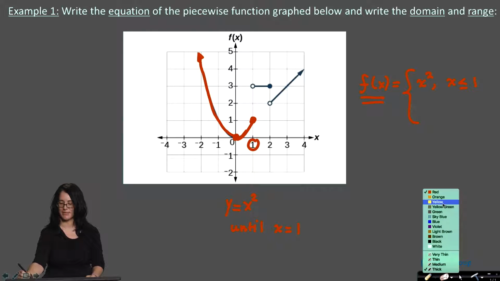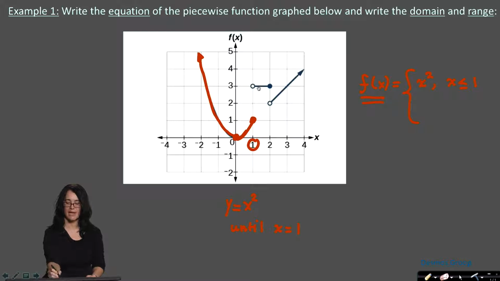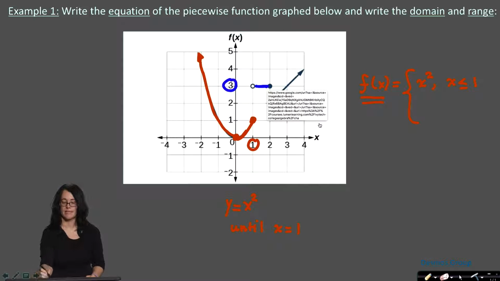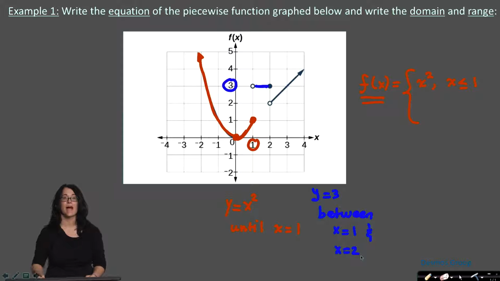Let's look at our second piece. For the second piece, I have this horizontal part, and it looks like that horizontal part is the y value of 3. So that's like y equals 3, and it's between what x values? That's right, 1 and 2. So how would I write that in my piecewise function? Well, the y is already here. y equals 3, comma, whenever x is trapped between 1 and 2. We always put the smaller number on the left and the bigger number on the right.